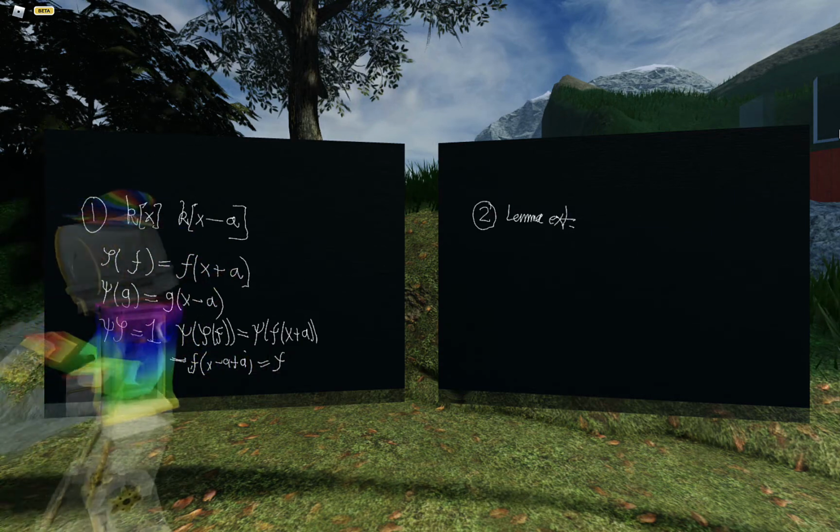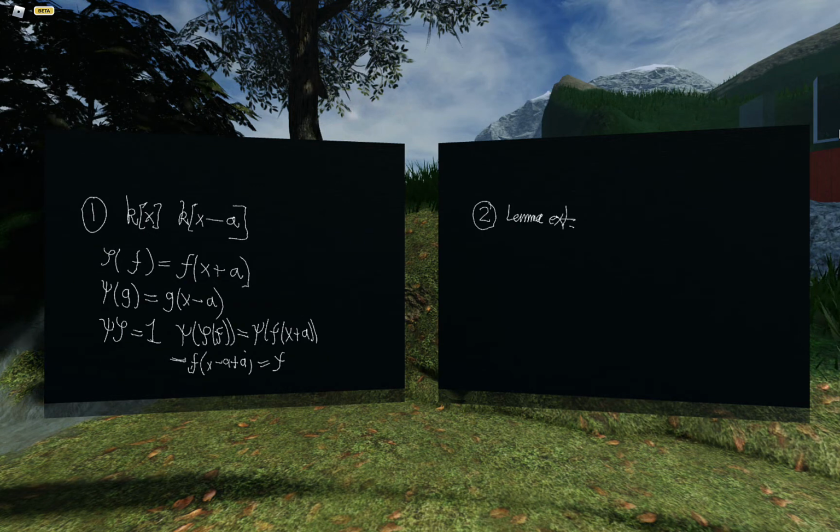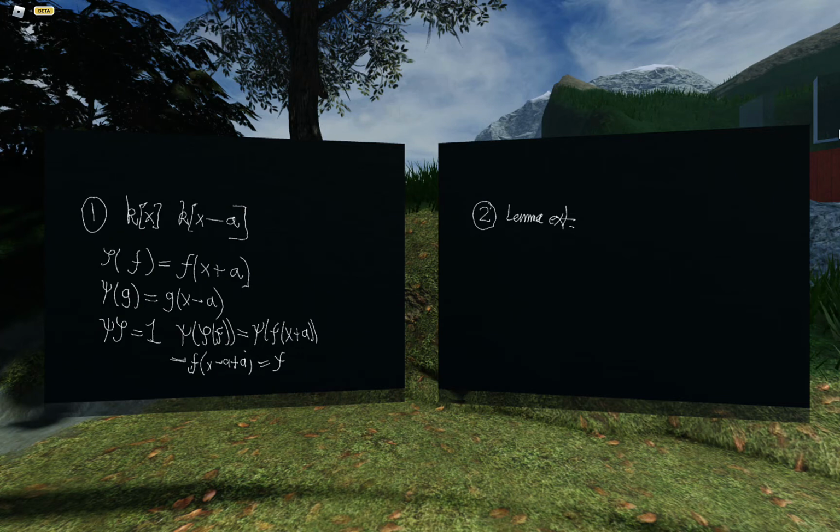Okay, what's that got to do with anything? Why does that actually prove the thing that I was asking about? Why does this, what's on this board, prove that everything can be written as a polynomial in x minus a? So you've got a bijection essentially between the two rings, or the two polynomial rings.